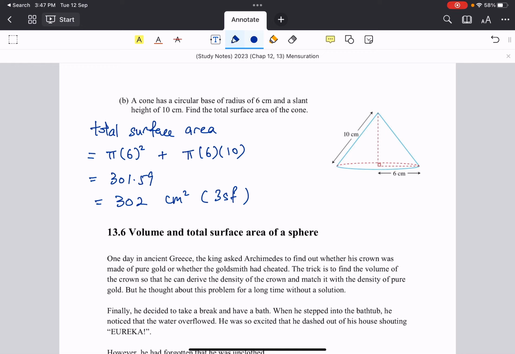All right, so that's about cone. I hope you understood what's going on. All the best. Next section, we'll be looking at the sphere.